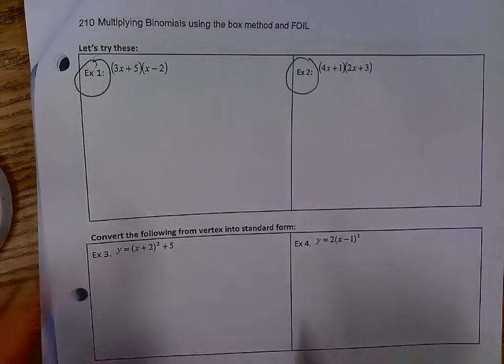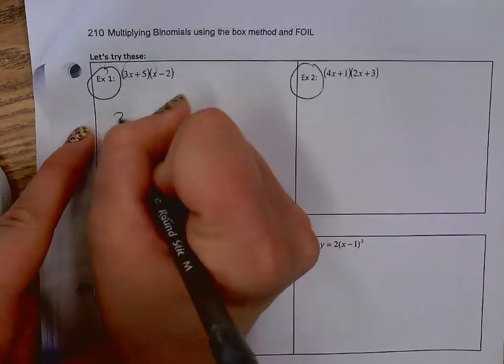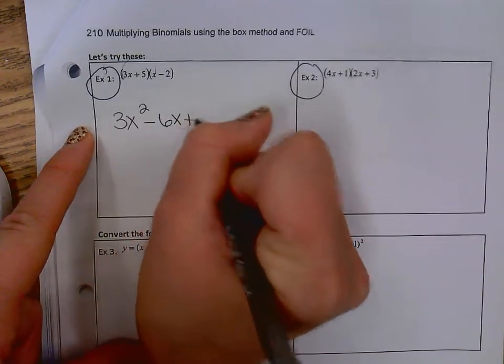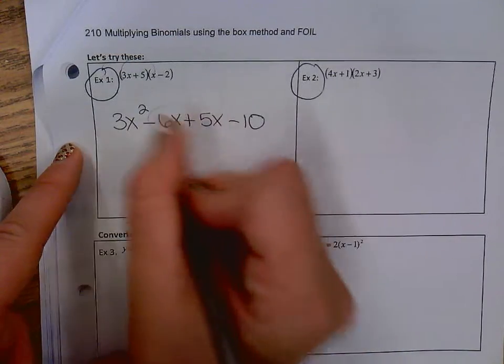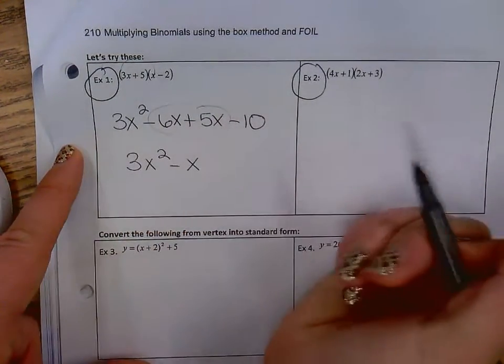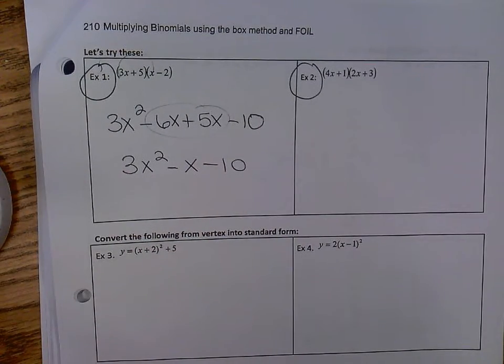Let's see if I just say the answers. Will you see if you get it right? I got 3x squared for my first term. Then I would have negative 6x plus 5x minus 10 that I need to combine with like terms in the middle. So 3x squared minus 1x, or I could just write minus x minus 10. Did we get it? Good.